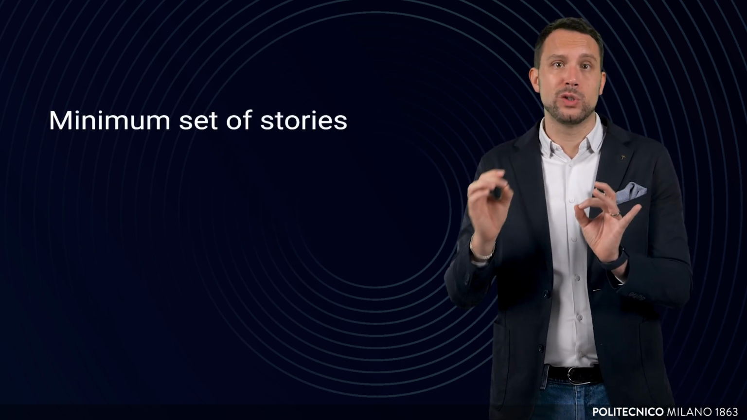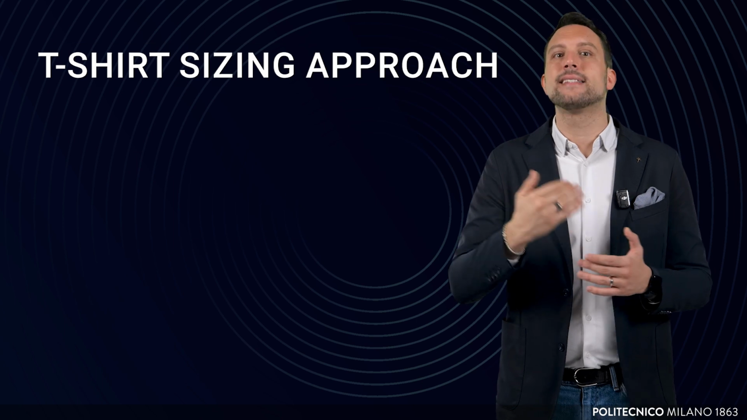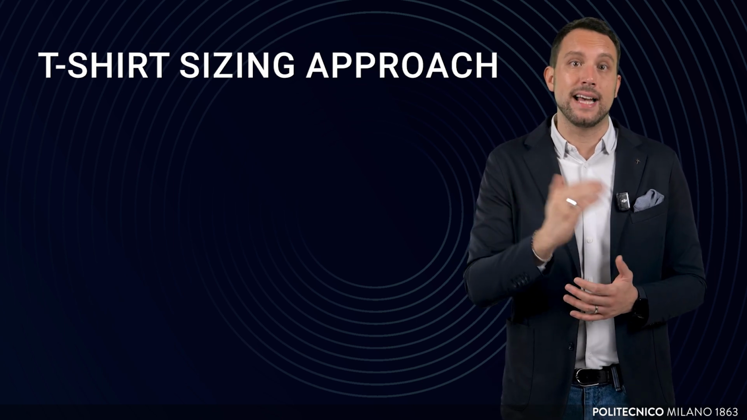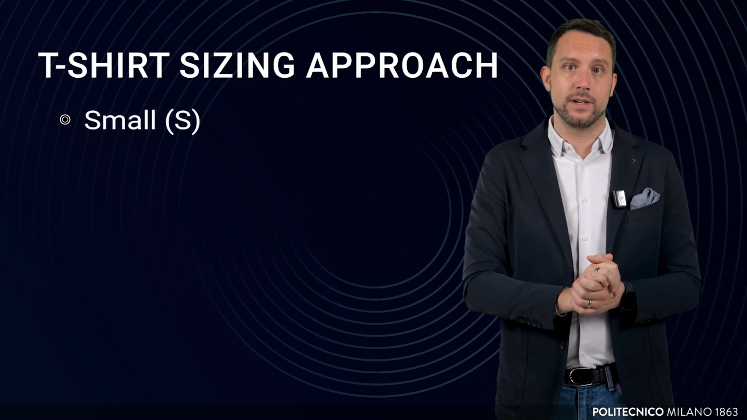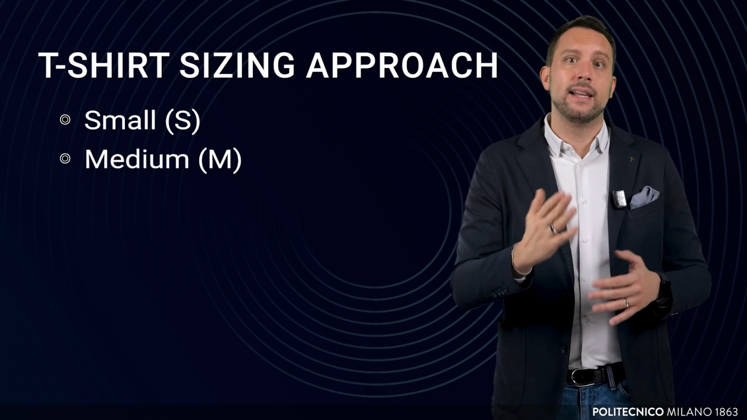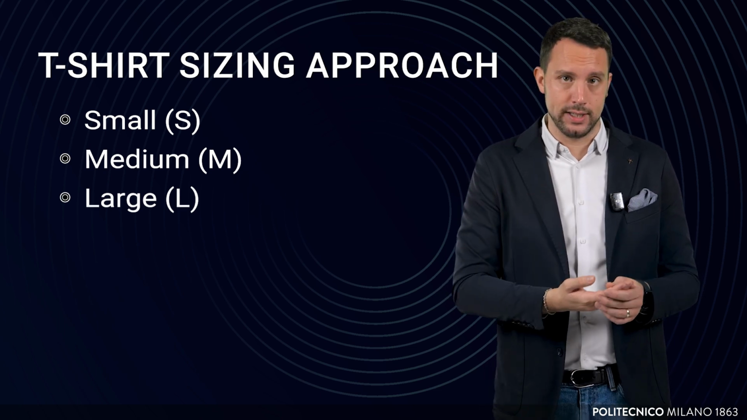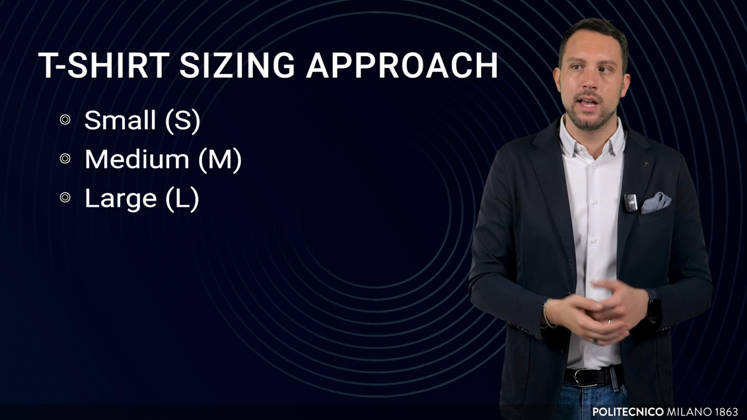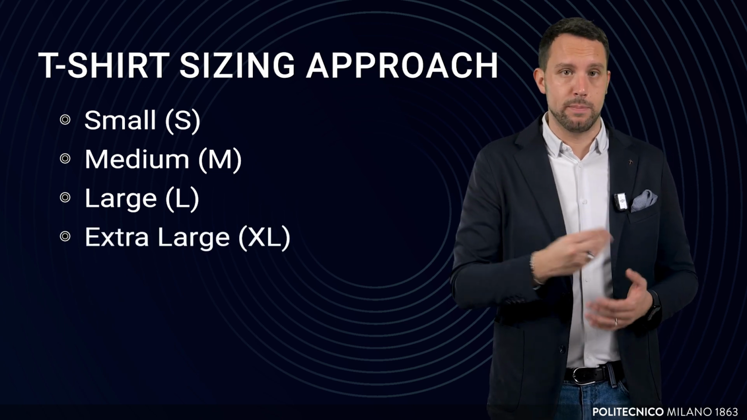To address this concern, teams often agree on a minimum set of stories that will be delivered by the end of the project. This is typically done using the T-shirt sizing approach, a simplified estimation method that categorizes tasks into sizes. Small, S, simple tasks with minimal effort, such as creating a login form. Medium, M, moderately complex tasks, like building a course catalog. Large, L, complex tasks with higher uncertainty, such as implementing real-time analytics. Extra large, XL, highly complex tasks that may need to be broken into smaller parts.